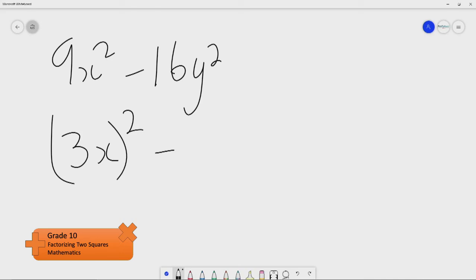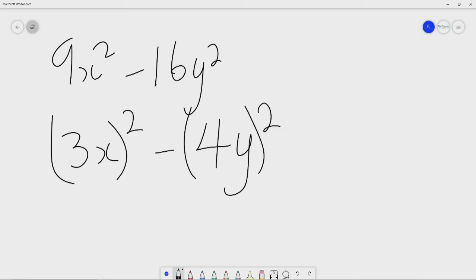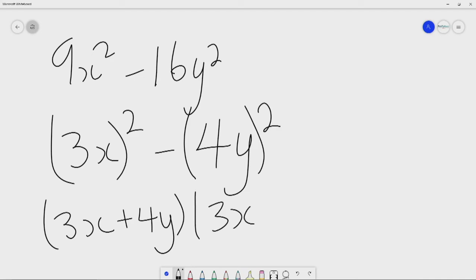Likewise, we have 16y squared. So what number, if we multiply it by itself, will give us 16? Yes, that is correct. 4, when multiplied by itself, gives you 16. So we have 4y squared. We represent this as a difference of 2 squared here, so let's further simplify it. In one bracket, we're going to have 3x plus 4y, and in the other bracket, we're going to have 3x minus 4y. So there, we would have completed all three of our exercises on the difference of 2 squared.